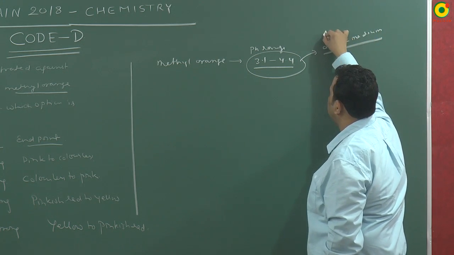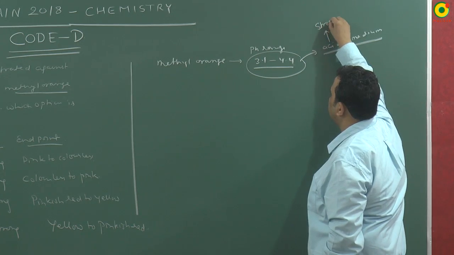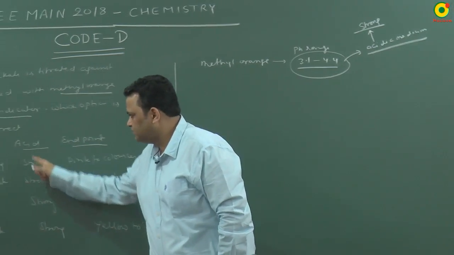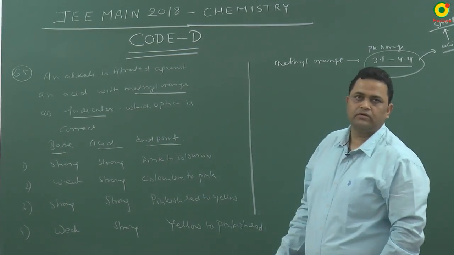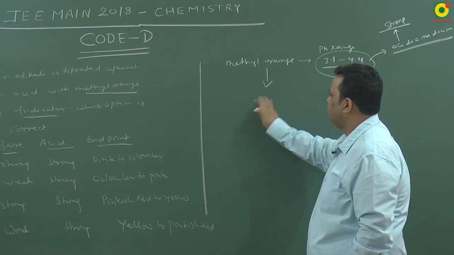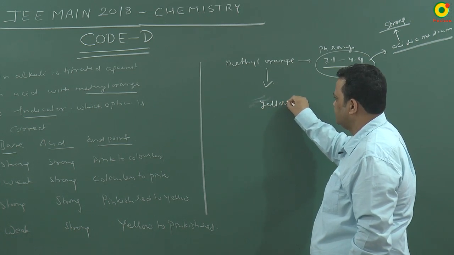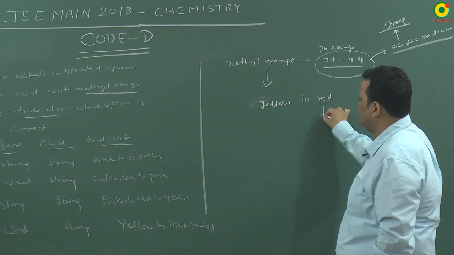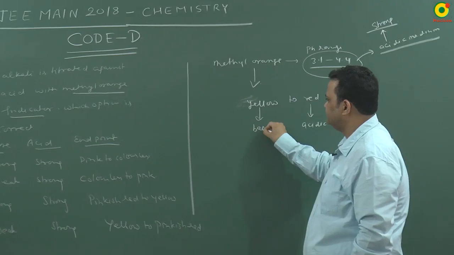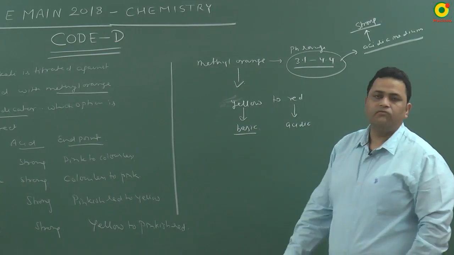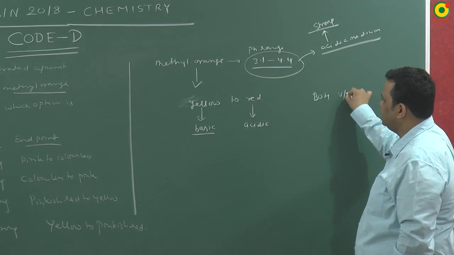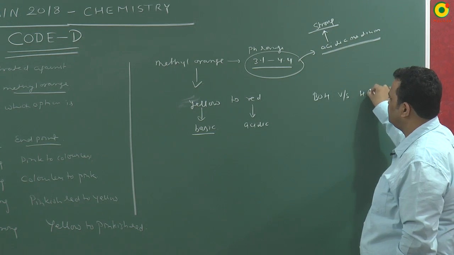But for a sudden color change, the medium should be strongly acidic. So the acid should be strong, and there are options which have a strong acid. Now the color of methyl orange goes from yellow to red. Red color is shown in acidic medium, while yellow color is in basic medium. Now what is the question saying? The alkali, meaning base, is titrated against an acid, HA.